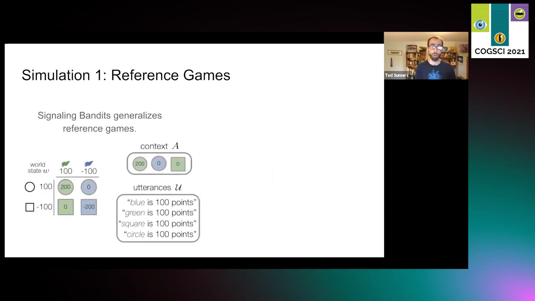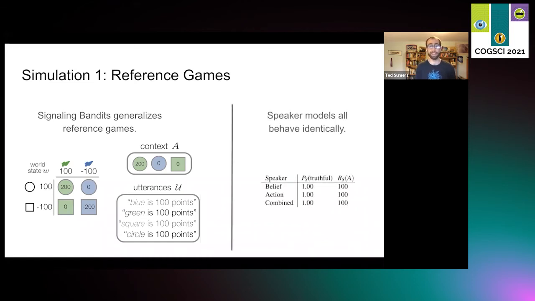So we construct a small world consisting of 2 shapes and 2 colors in a single action context with the same payoff structure as a Lewis signaling game. We further restrict utterances to positive messages only. Under these circumstances, we show that speaker models all behave identically. That is, it's not possible to separate the 3 objectives. All 3 choose one of the 2 true messages. There's no incentive to do anything otherwise.